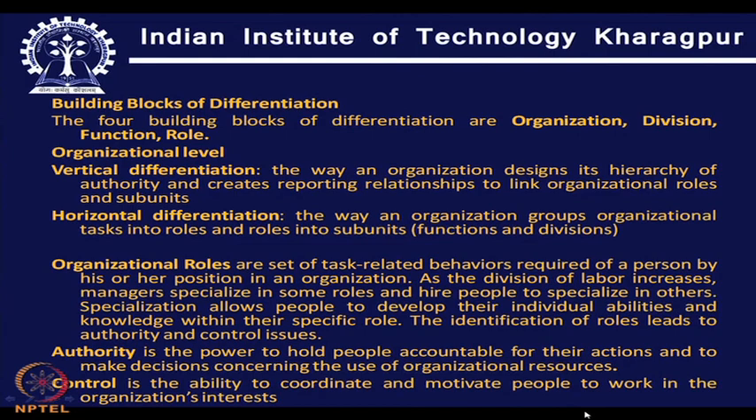Authority is the power to hold people accountable for their actions and to make decisions concerning the use of organizational resources. So, it's a legitimate power given by the organization to hold people responsible for their actions and to make decisions concerning how to use organizational resources. Control is the ability of the organization to coordinate and motivate people to work in the organization's interest.